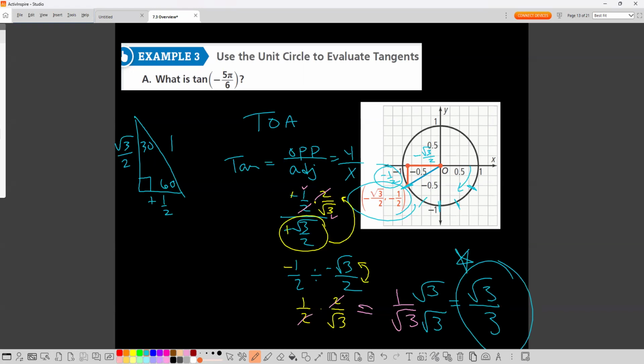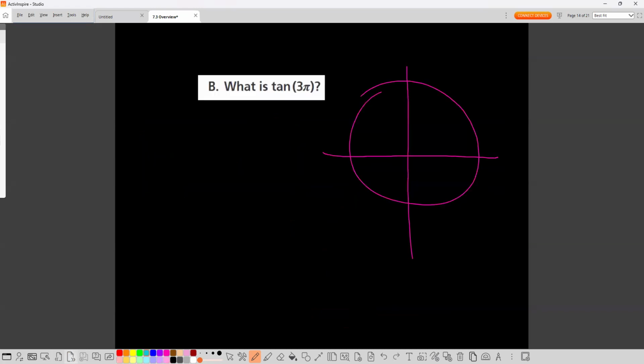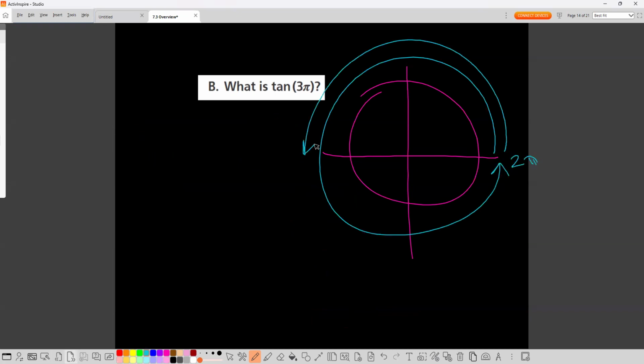All right, continuing on. One more example here on the same type of problem. 3π, remember, all the way around is 2π, right? And we have to go one more π, so that would be a half of a circle. So that means we're going to be coterminal here with just π.